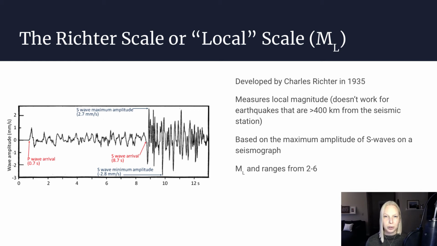The Richter scale or the local scale ranges from 2 up to 6, and you'll see in just a moment why we needed a new scale. And that has to do with the magnitude of earthquakes that our planet experiences. The Richter scale doesn't capture our largest earthquakes and doesn't actually express the energy release in a very meaningful way.